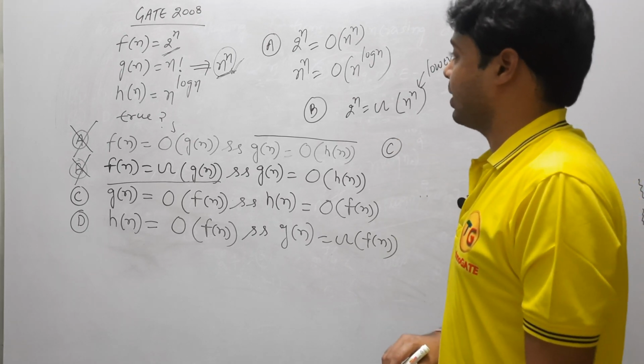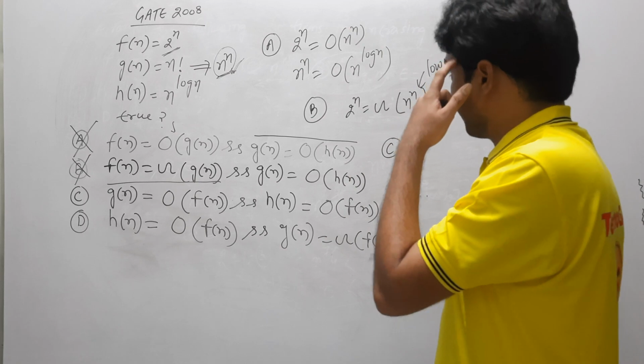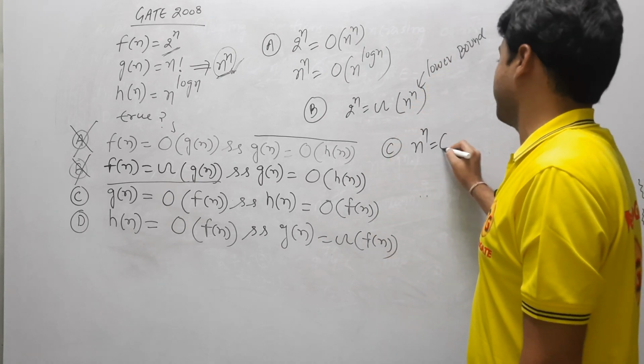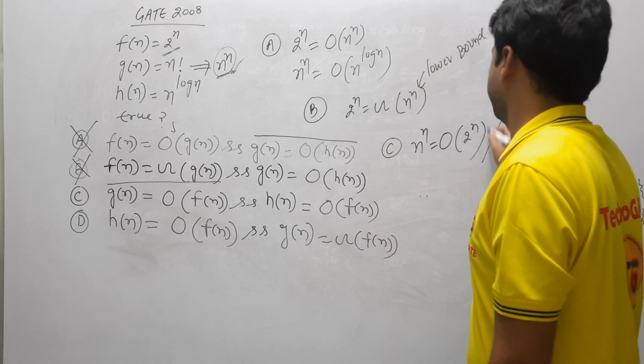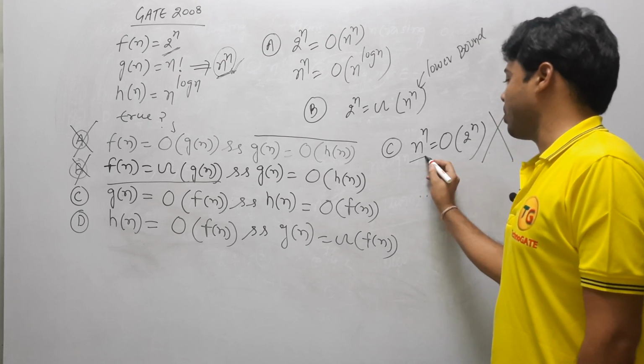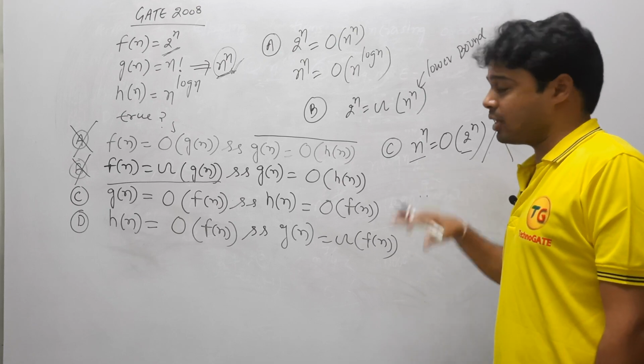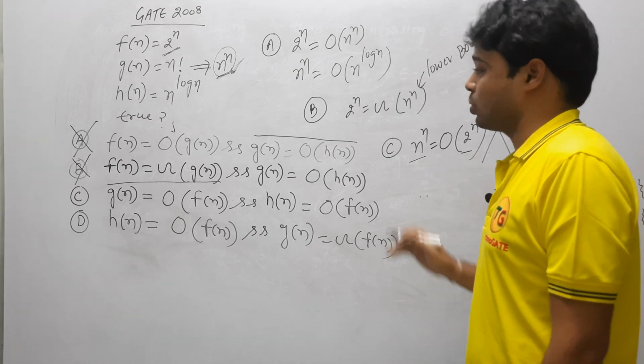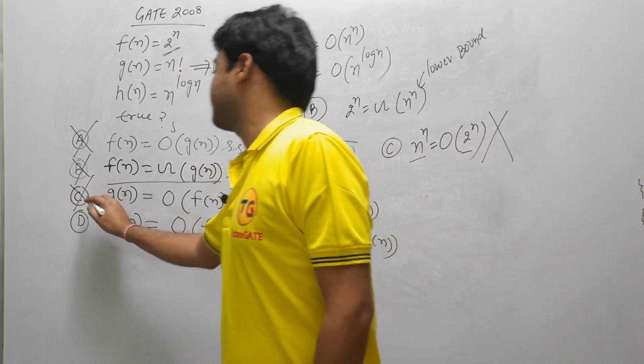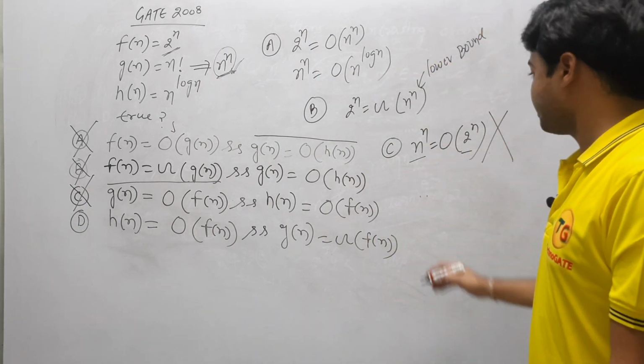Now C is what? G of n is big O of F of n. Again false here. G of n, n raised to power n, is big O of 2 raised to power n. False, because this is a polynomial and this is exponential, but except this one, all polynomials are smaller than exponential. So C is again false.